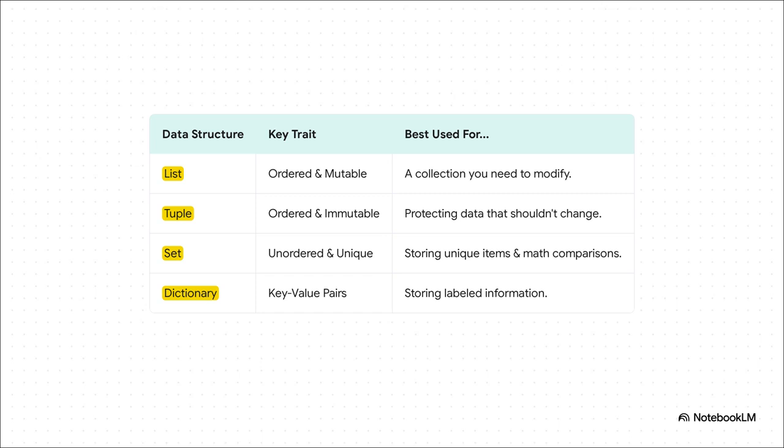Well, if you need an ordered collection that you're going to change a lot, you grab a list. If you have data that must be protected and never ever change, you seal it up in a tuple. If you need to guarantee that every item is unique, or you need to do those math-style comparisons, that is a job for a set. And finally, for any kind of labeled information where you need super fast lookups, the dictionary is your best friend. That is the main takeaway here. Always choose the tool that fits the purpose of your data.